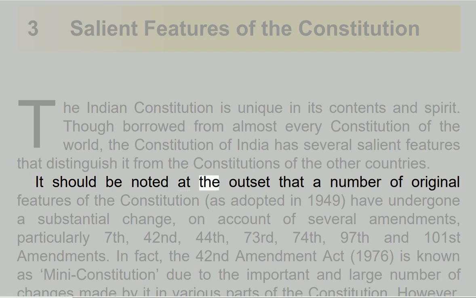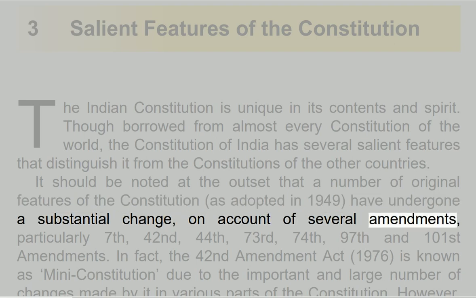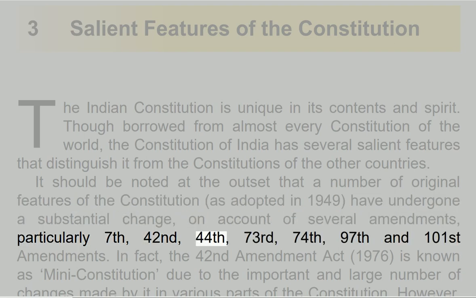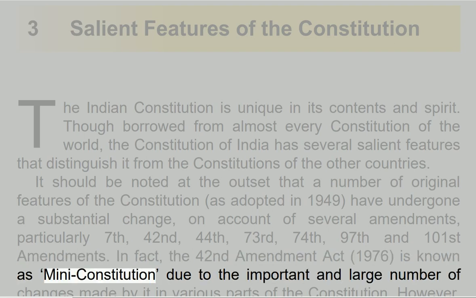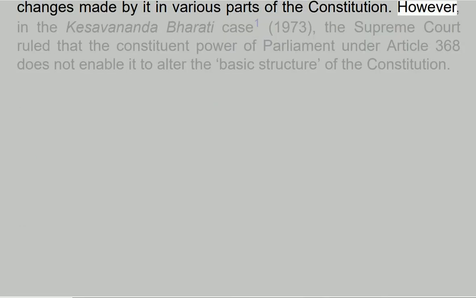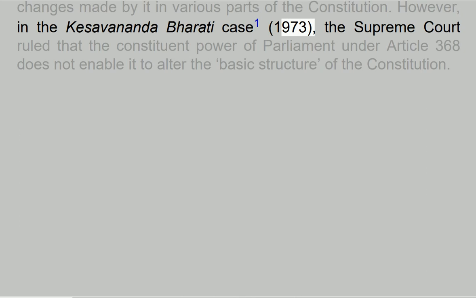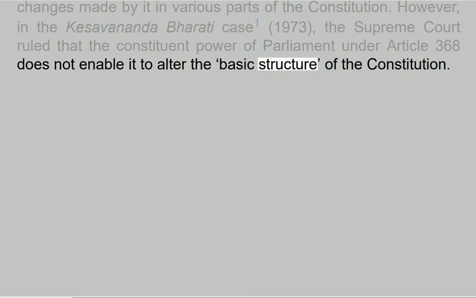It should be noted at the outset that a number of original features of the Constitution, as adopted in 1949, have undergone a substantial change on account of several amendments, particularly the 7th, 42nd, 44th, 73rd, 74th, 97th and 101st Amendments. In fact, the 42nd Amendment Act, 1976, is known as the mini-constitution, due to the important and large number of changes made by it in various parts of the Constitution. However, in the Kesavananda Bharati Case, 1973, the Supreme Court ruled that the constituent power of Parliament under Article 368 does not enable it to alter the basic structure of the Constitution.